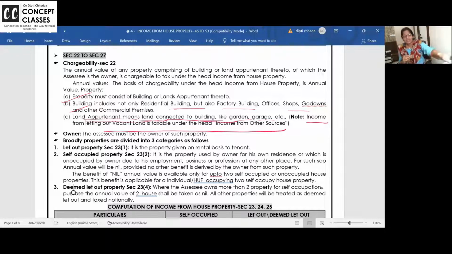Is the whole class very attentive? This is as good as the gist revision of this head called income from house property. Exclusive 7 to 8 marks problems are asked and it is a very hot favorite for MCQs.